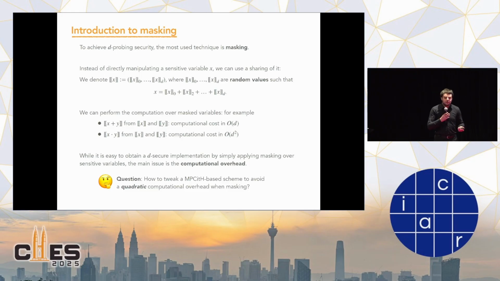So it would be very easy to produce a masked version of MPC in the Z-based schemes. We just need to apply masking everywhere. But since such schemes rely on a lot of field multiplications and bitwise AND gates, it would be very expensive. We will have mainly a quadratic cost. And so we would try to avoid this quadratic cost.